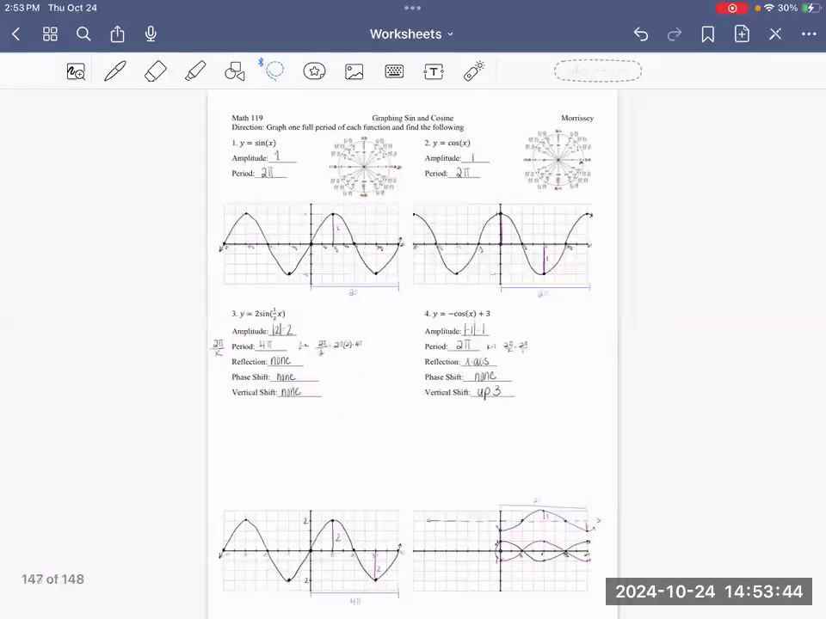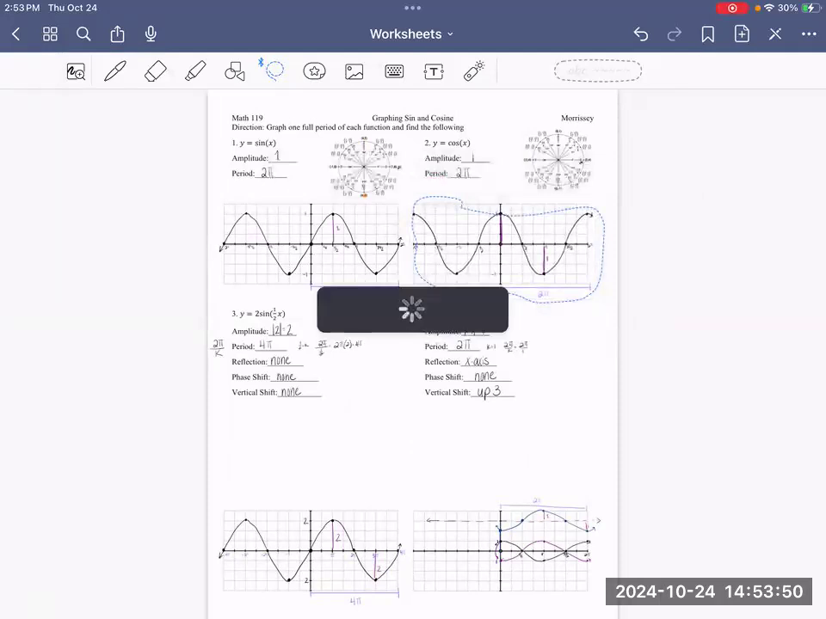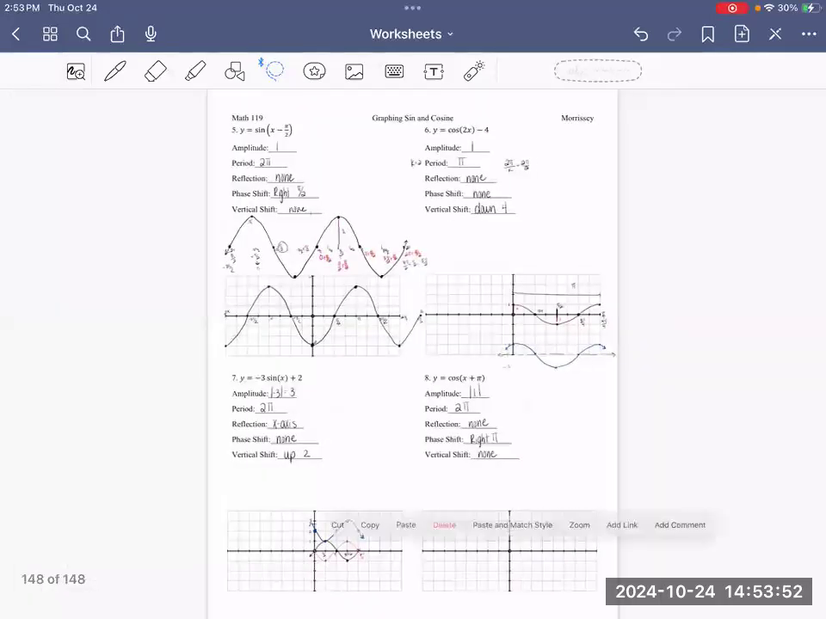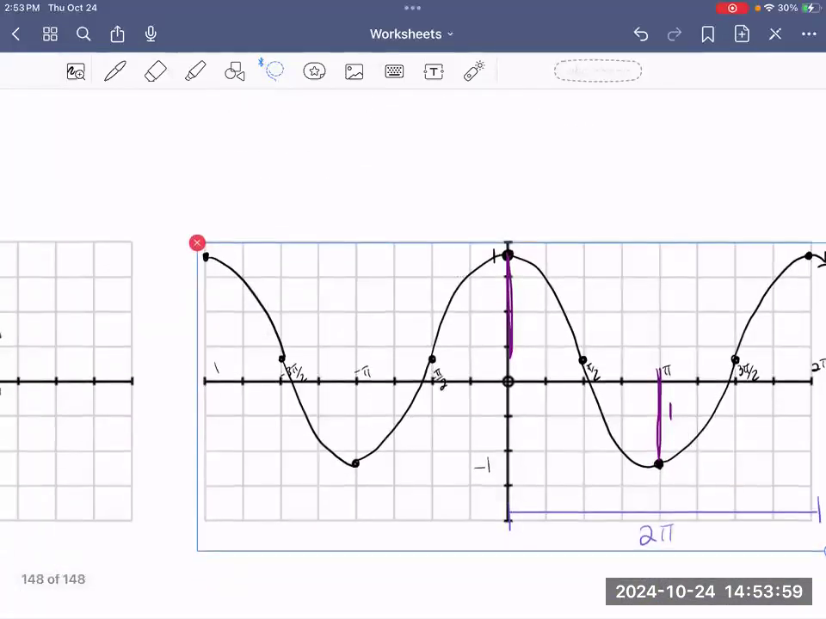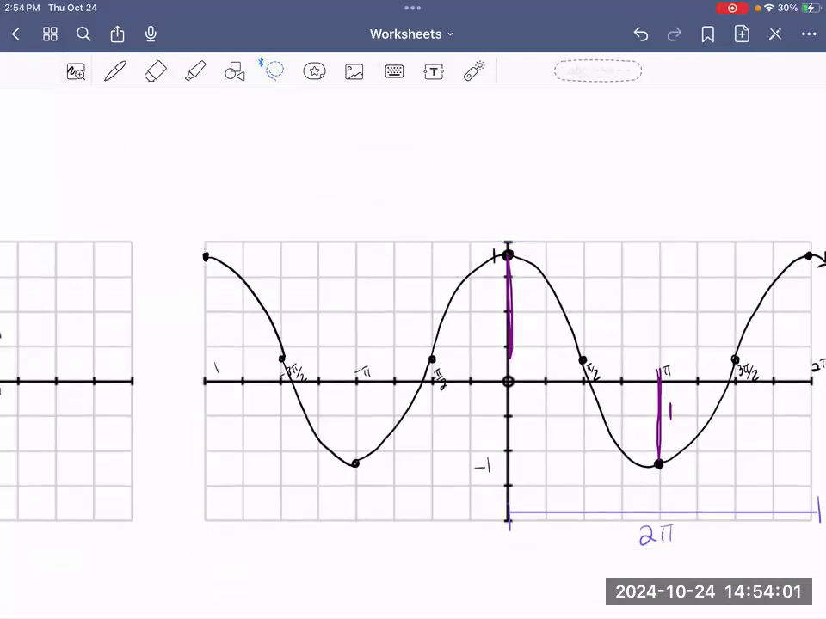Oh, come on. One more time, maybe. Copy. Paste. All right, so I'm going to take my cosine graph from before and just plot it right on here.